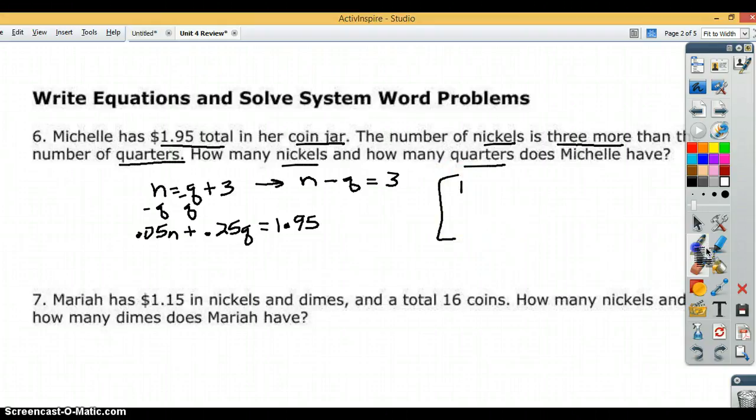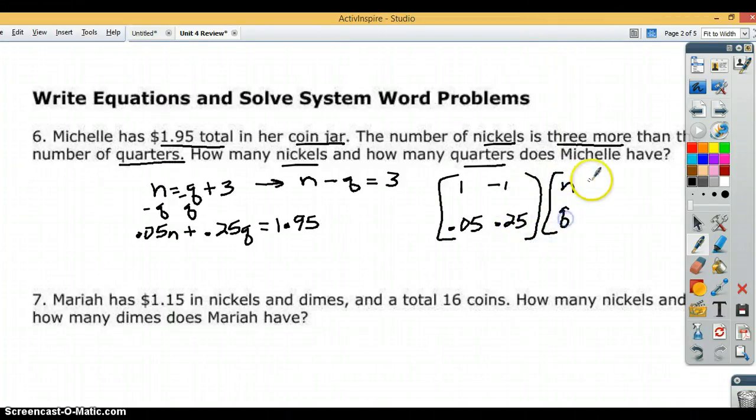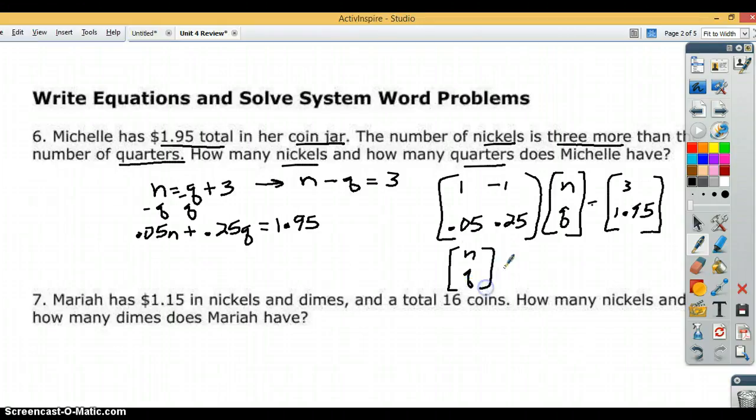Oh, take that back. We're going to call these our N's, right? So 1 there, -1 there. 0.05 here, 0.25 here. Right? That's going to be our N, Q. And that's equal to the 3, 1.95. Alright? So that means N, Q is equal to the inverse of our coefficient matrix times our constant matrix.